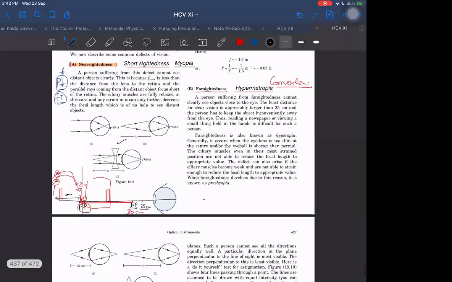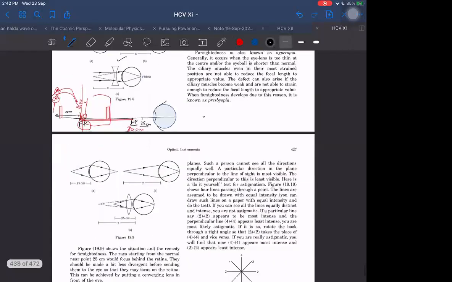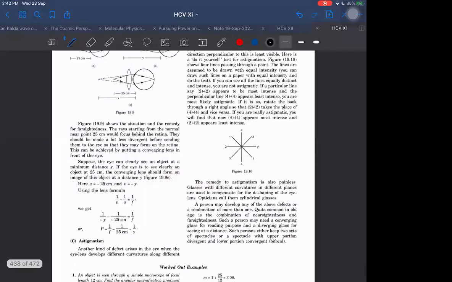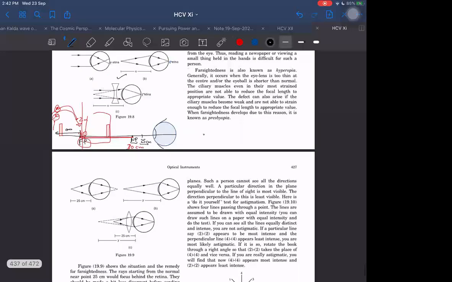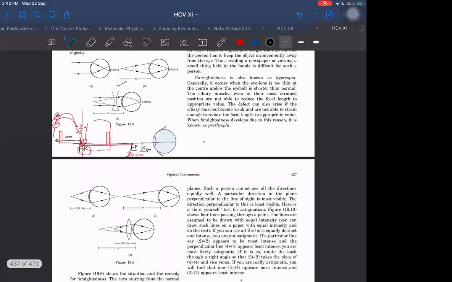Hypermetropia, convex lens. How? Let us do one calculation for that. At least one calculation. Let us say my near point is shifted to 30 centimeter. Then I should put the image of the object which is at 25 at 30.